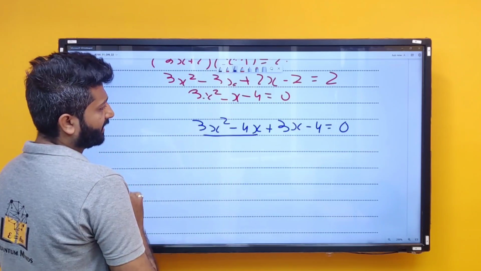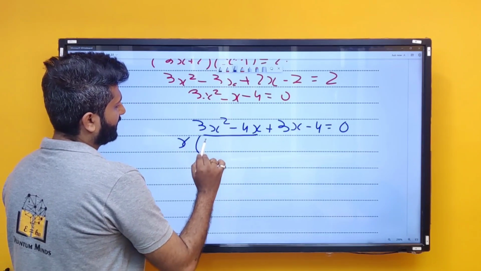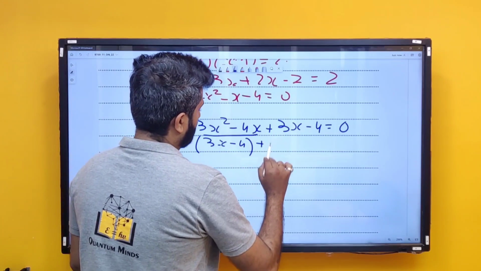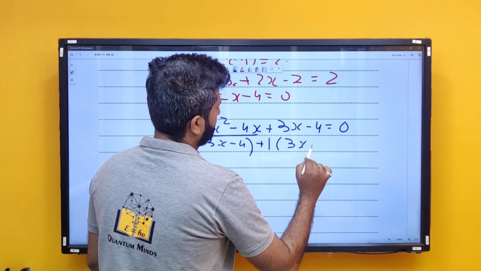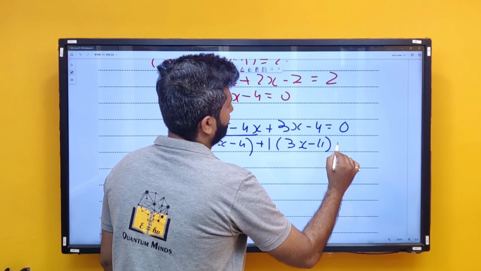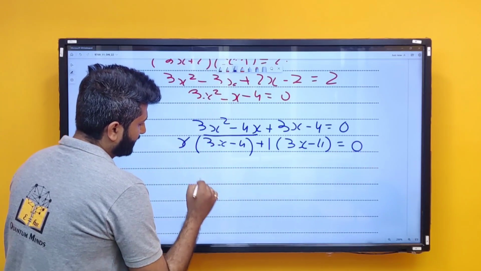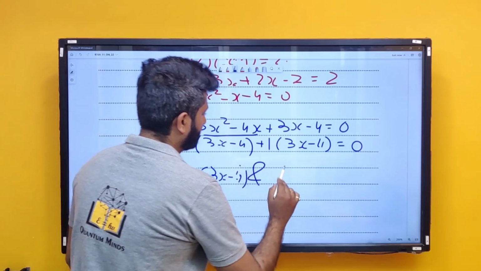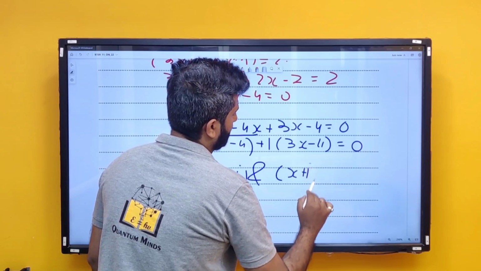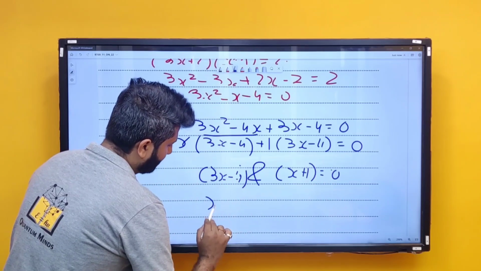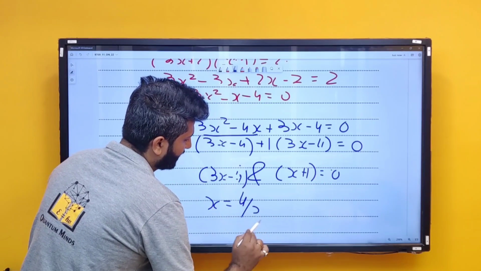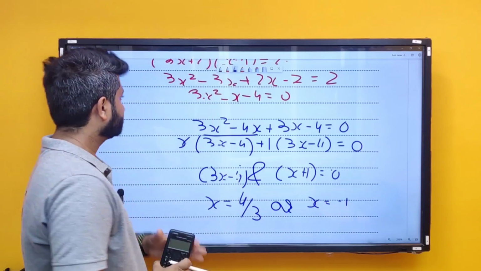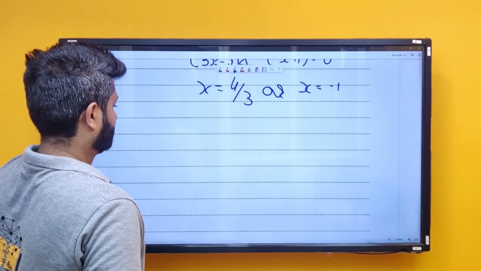So from here, I think I can take x common. So I'll be left with 3x minus 4, and from here plus 1 common. So 3x minus 4. So the answer is (3x - 4)(x + 1) = 0. So the value of x is 4 by 3, or the value of x is minus 1. Next question.